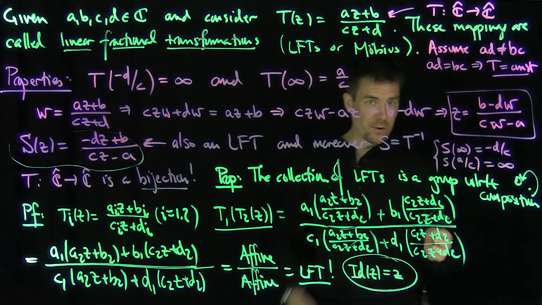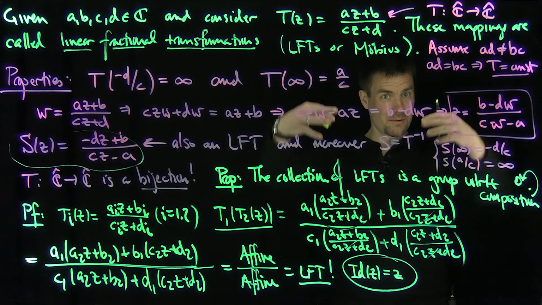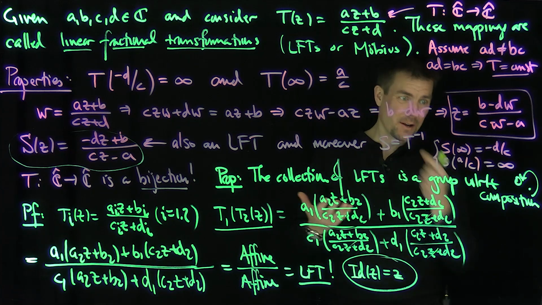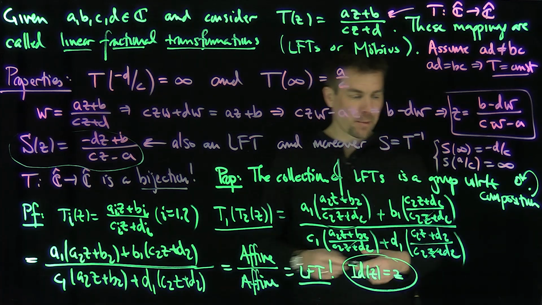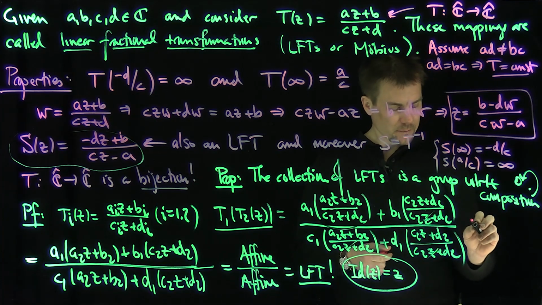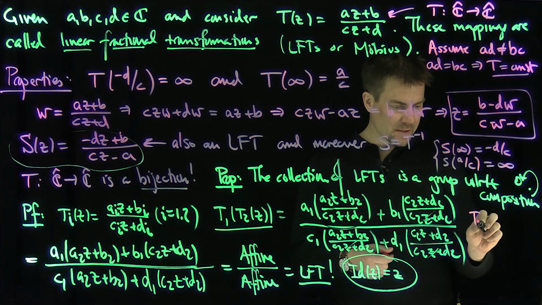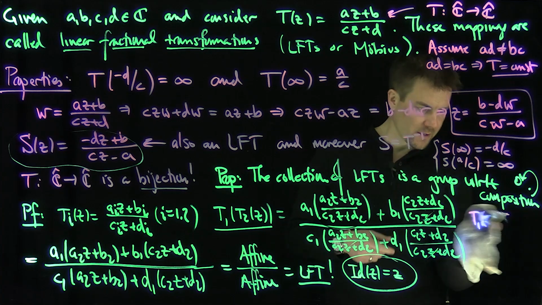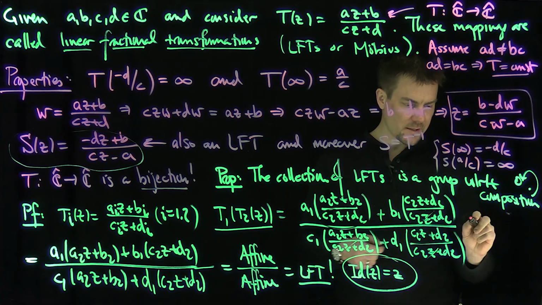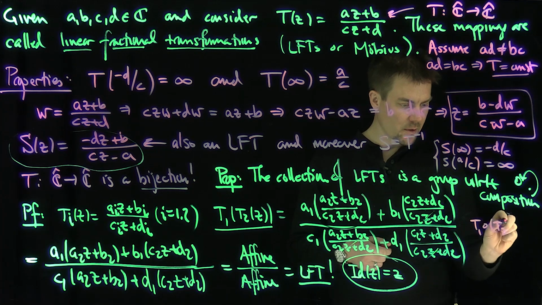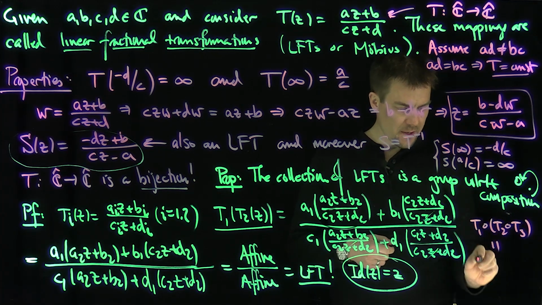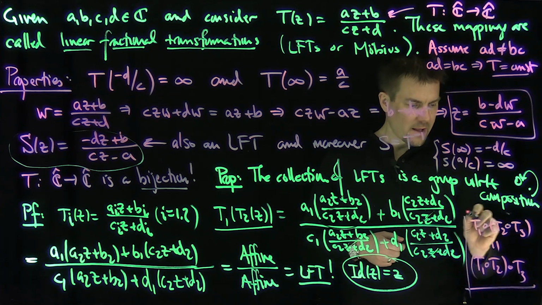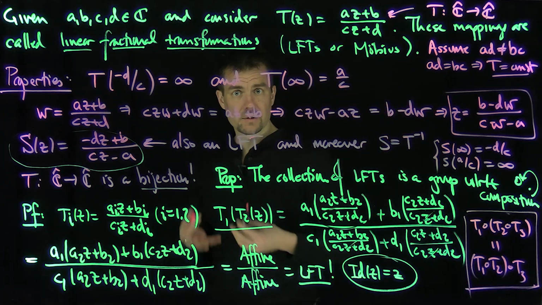The only thing I've yet to prove, which I will leave to you because it would take up the entire board of writing, is that the group with respect to composition is associative. That's the last part of this. The last thing to show is that T1 compose T2 compose T3 is really the same as T1 compose T2 compose T3, with the grouping shifted. That's not difficult to prove, and it's a good exercise for you to get a handle on how the LFTs work.